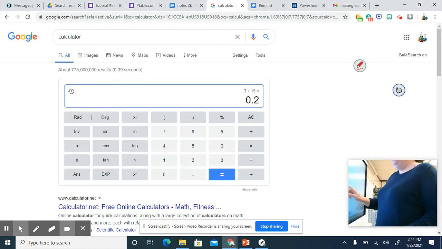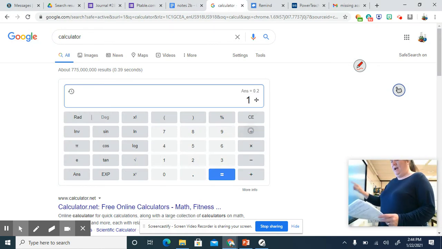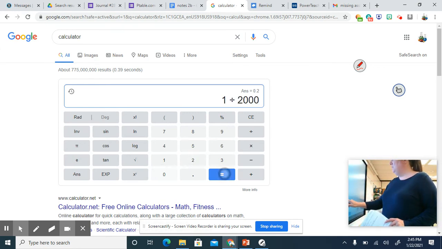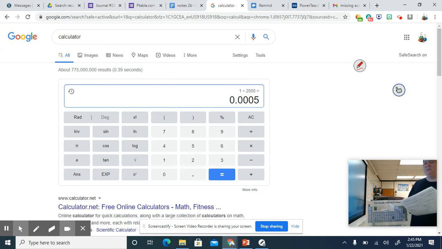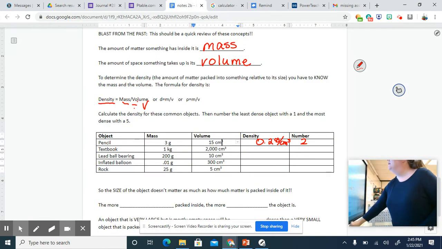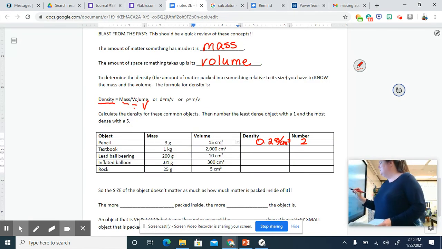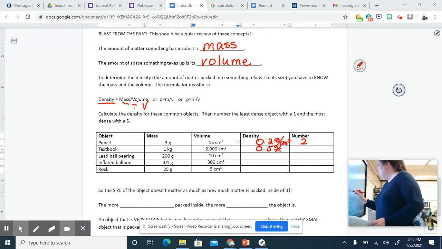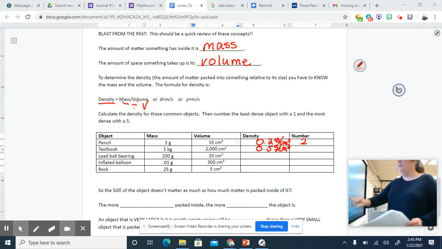And we have 1 kilogram divided by 2,000 centimeters cubed. That's going to equal 0.005. We need to move that decimal point so that we have grams instead of kilograms. So we're going to move that decimal point over. And our answer is 0.5 grams. So we moved our decimal point over, centimeters cubed. Okay. All right, let's look at our next one.